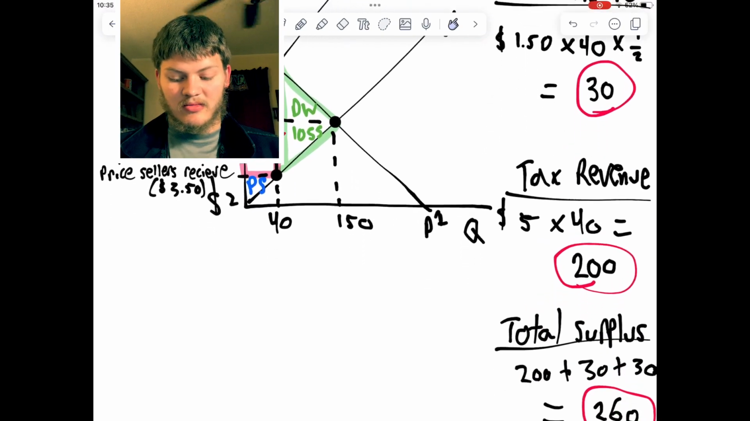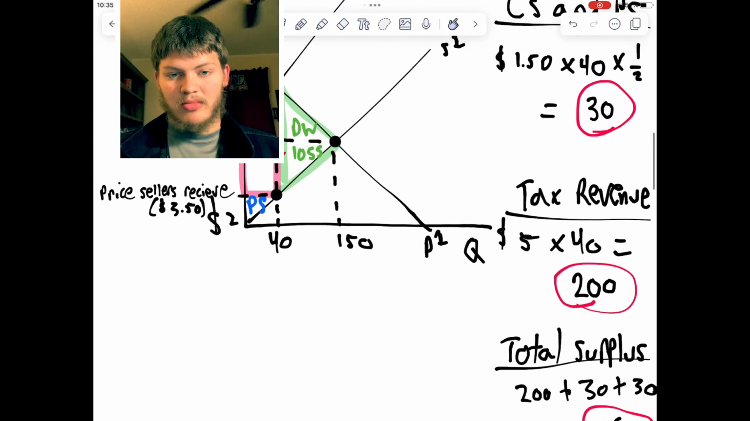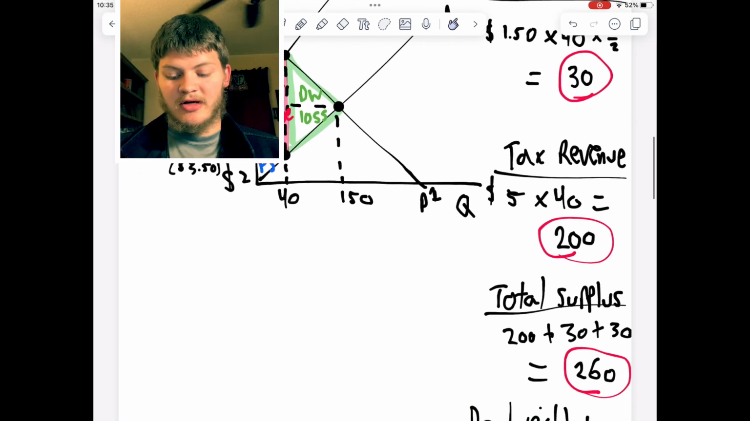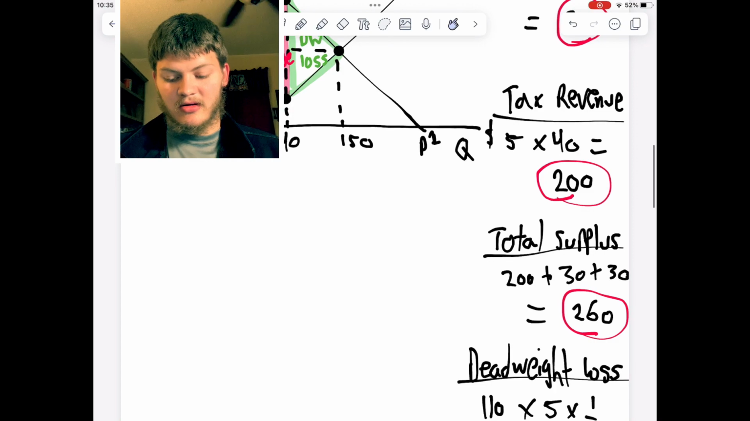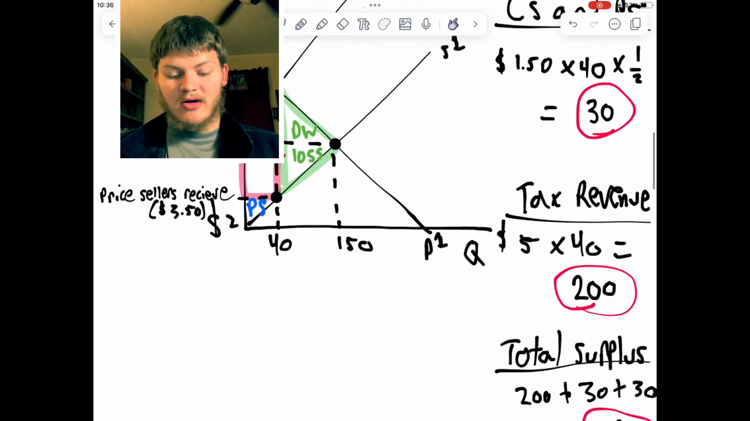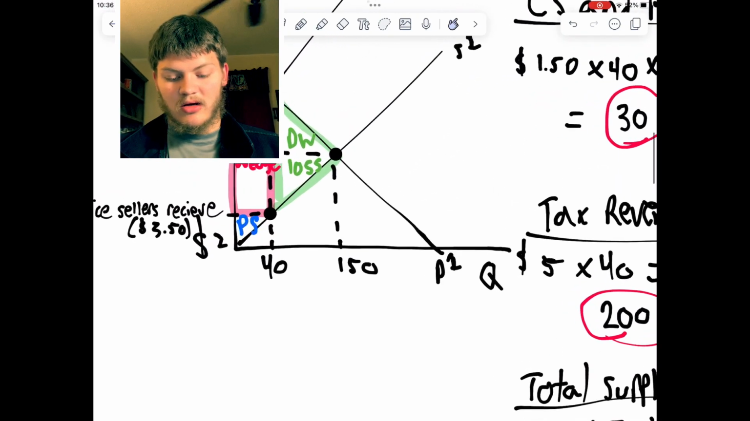And the total surplus, you just add them right up. 200 plus 30 plus 30 equals $260 of total surplus. Now, what's not part of the total surplus is deadweight loss.